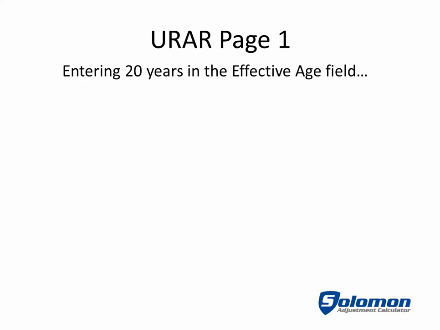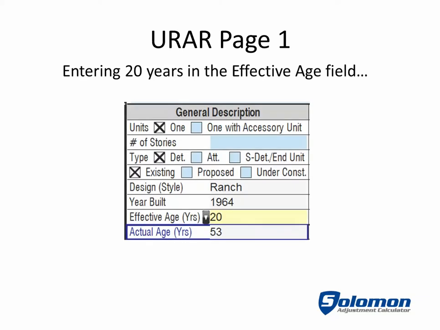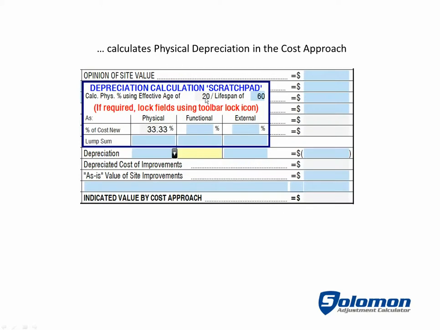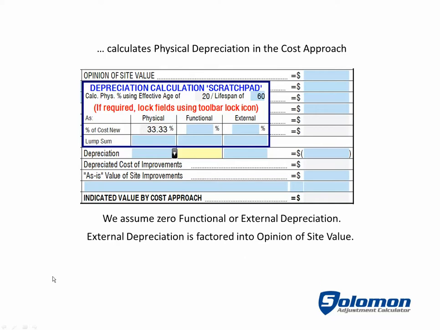When you enter 20 years in the effective age field on page 1 of the URAR, the form calculates physical depreciation in the cost approach. 20 years, 60-year life from the cost manual, 33%. We assume zero functional or external depreciation. External depreciation is best factored into the opinion of site value, and functional depreciation can be handled separately.